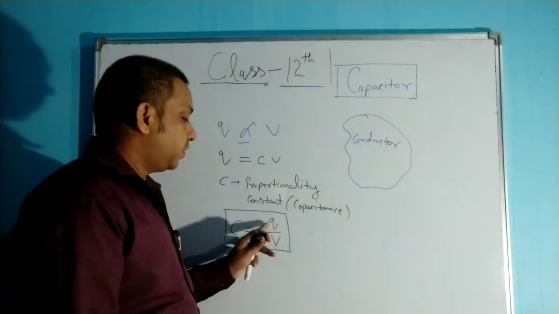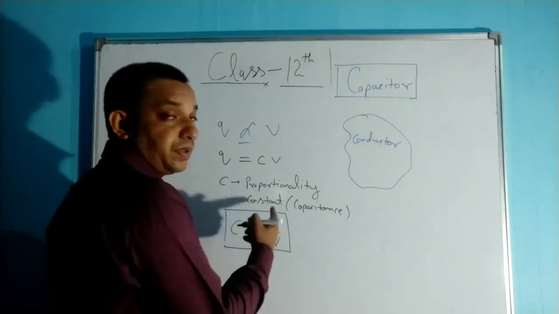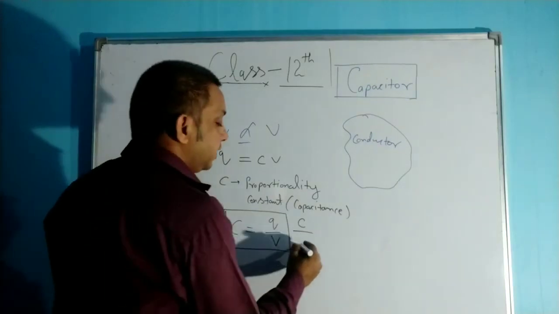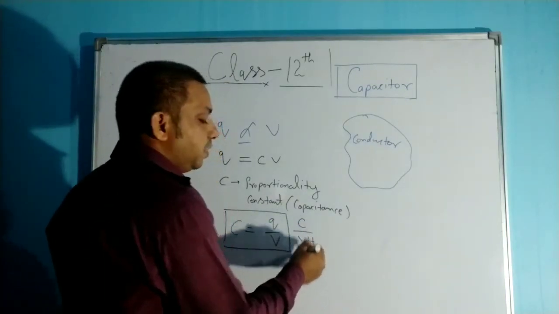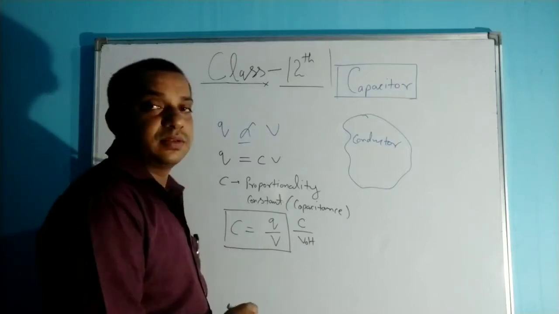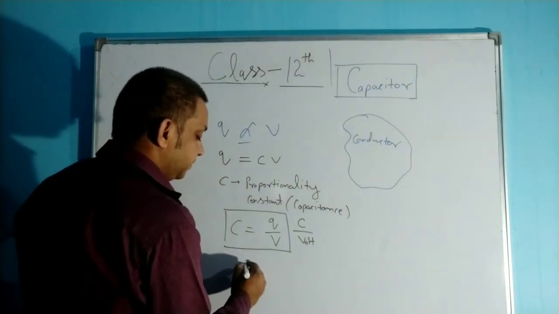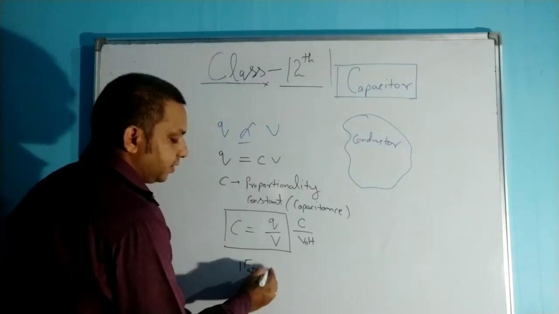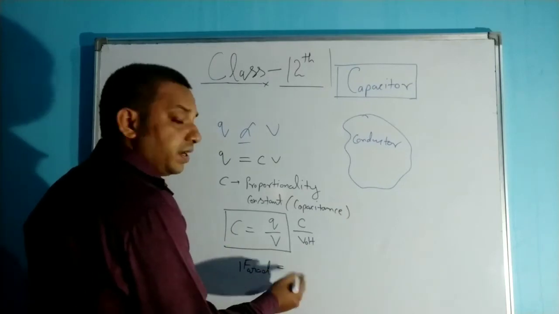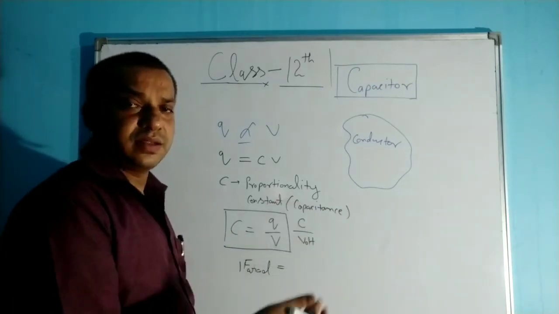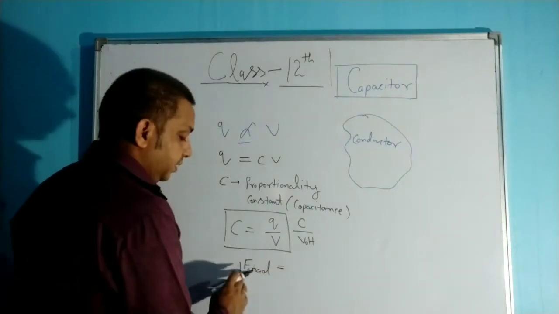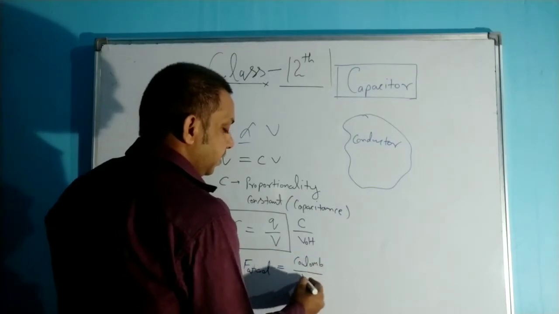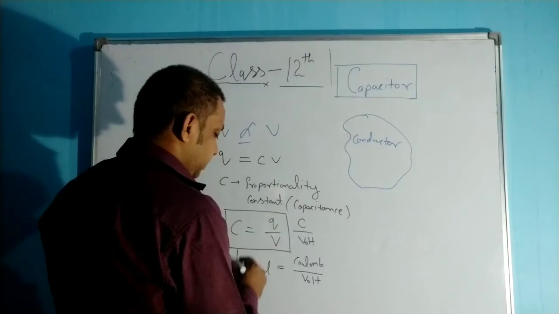So in the SI system, what is the unit of Q, which is the charge? You will get the coulomb, and for the potential you will get the volt. So it is coulomb per volt, which is commonly known as the farad. The farad is named after a scientist, in gratitude to that scientist. So 1 farad is equal to coulomb divided by volt.